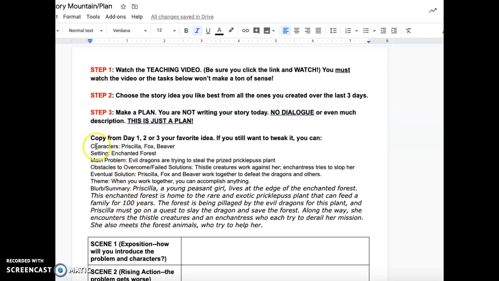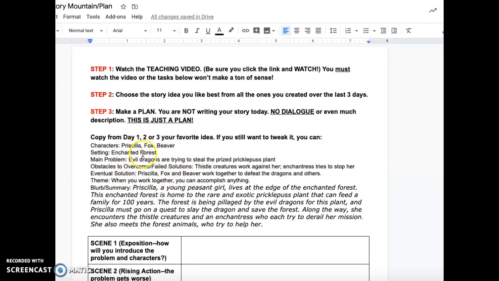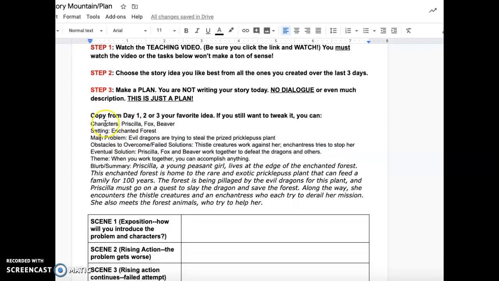And now you can sort of copy from day 1, 2, or 3 of our coming up with ideas of your favorite idea, right? Where you wrote your characters, your setting, your problem, the obstacles, your solution, your theme, and your blurb. I want to be able to see that, and so will Ms. Beck wants to be able to know what your gist of your story is about. So you can copy that or rewrite it. It'll be blank here for you, but you can copy and paste.